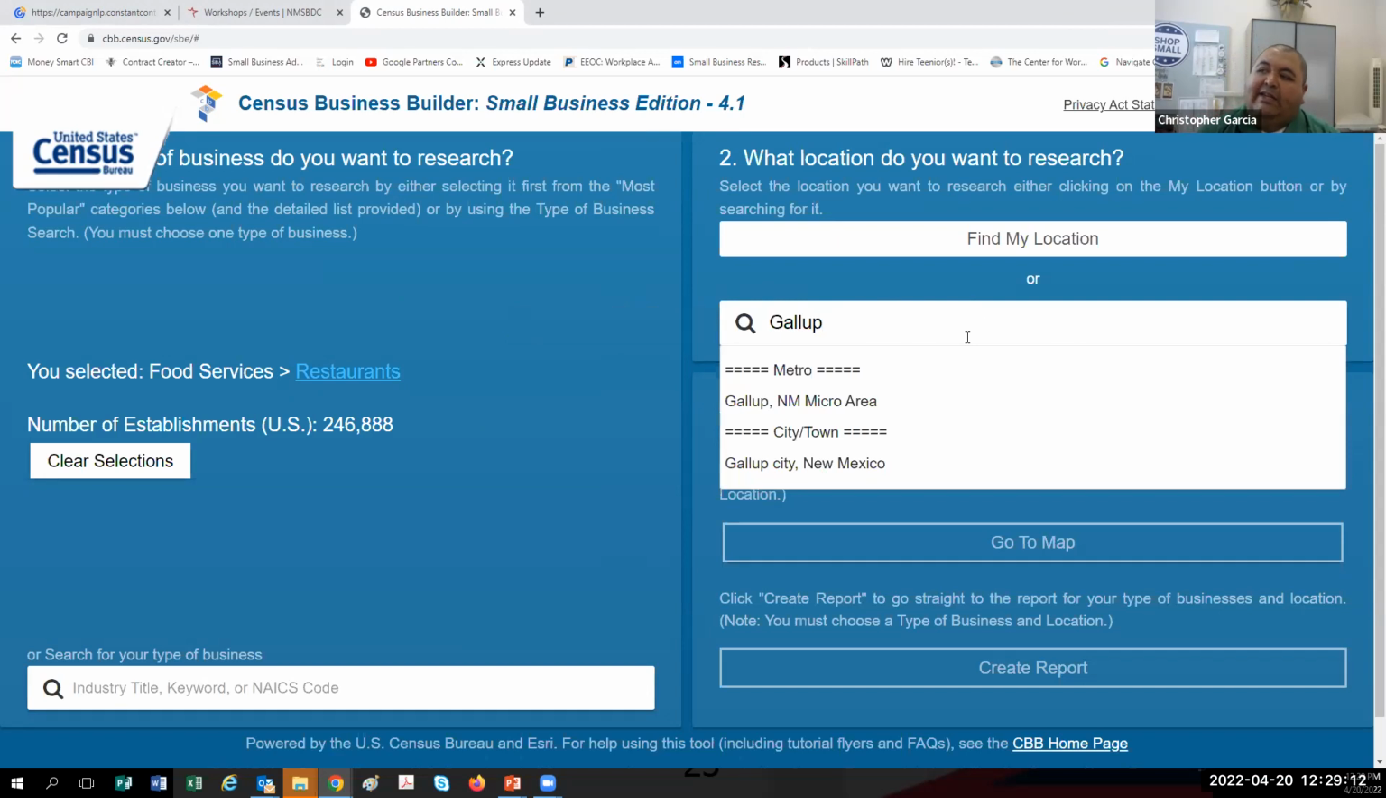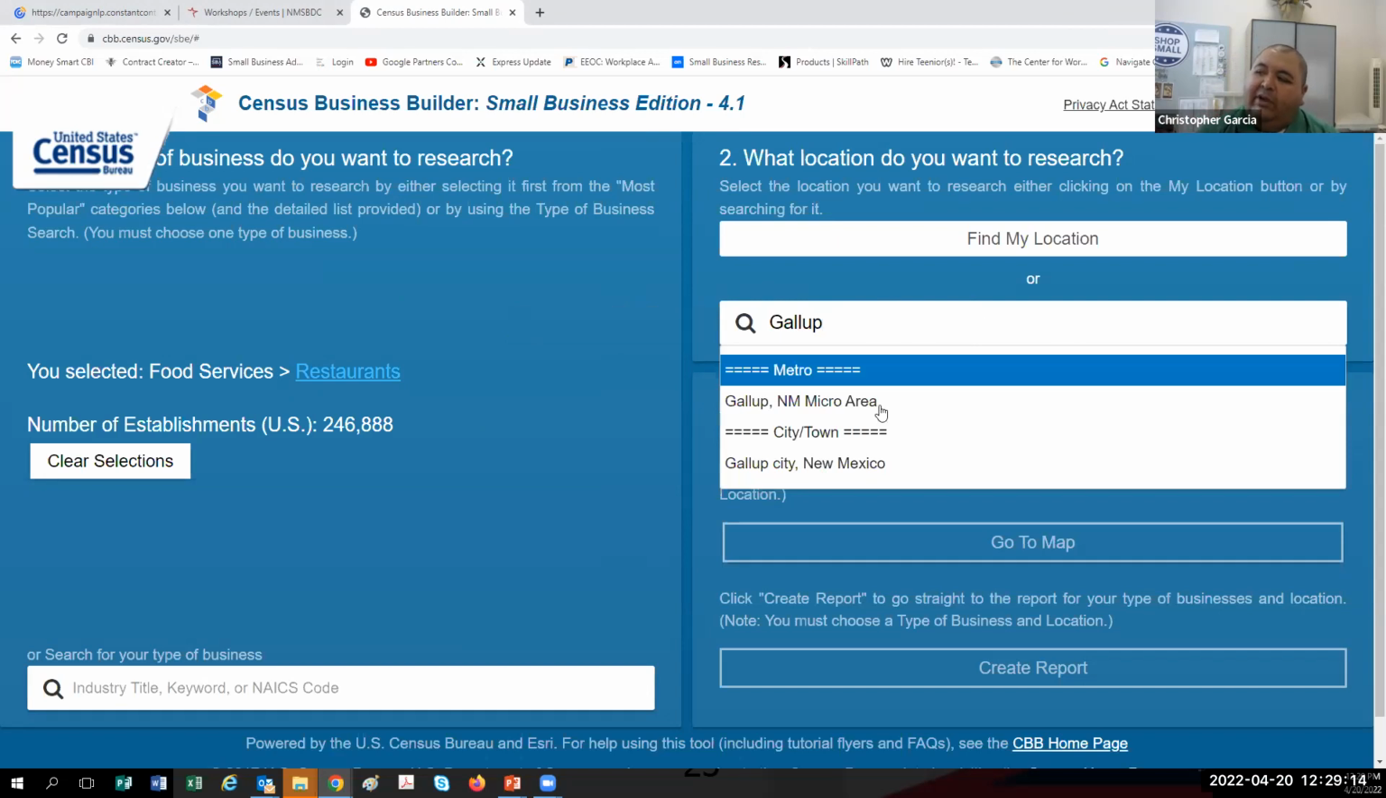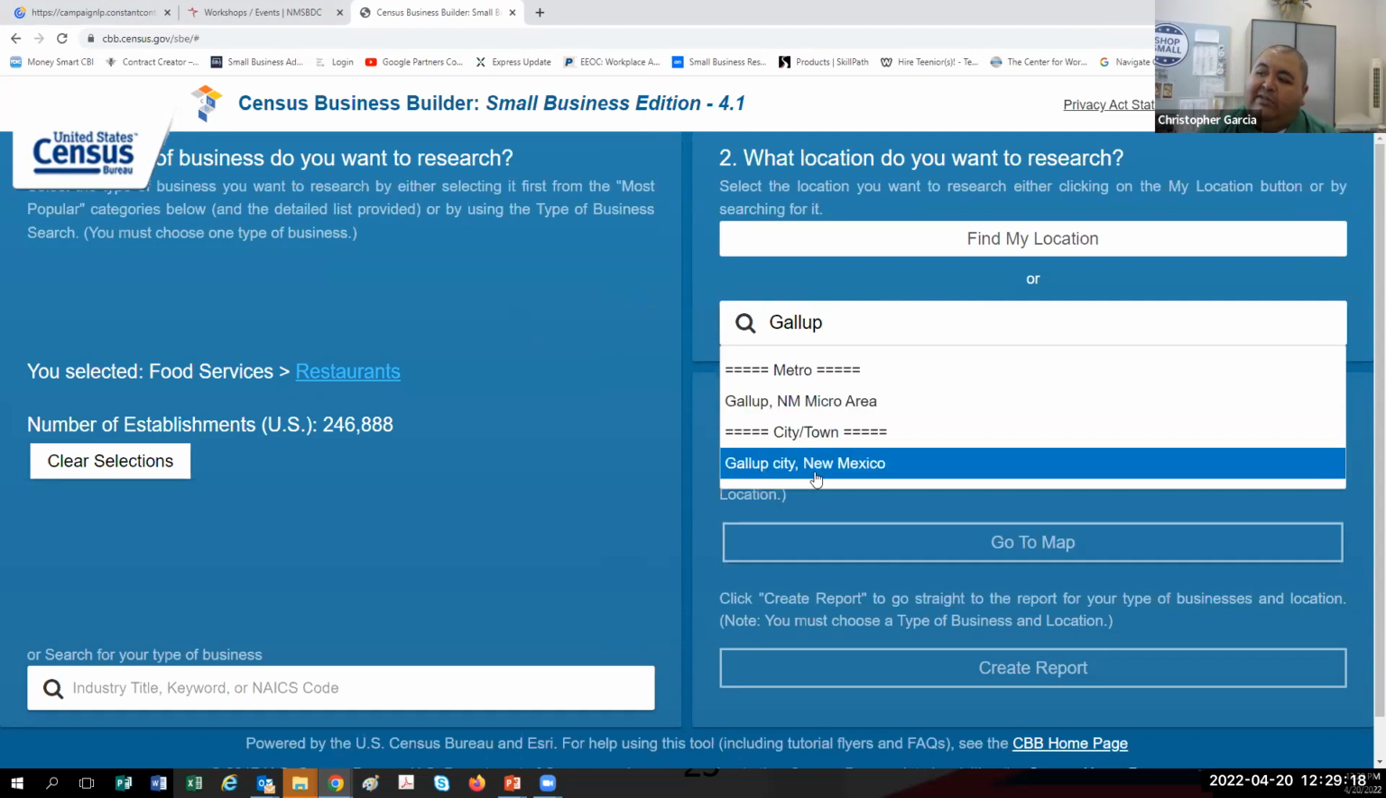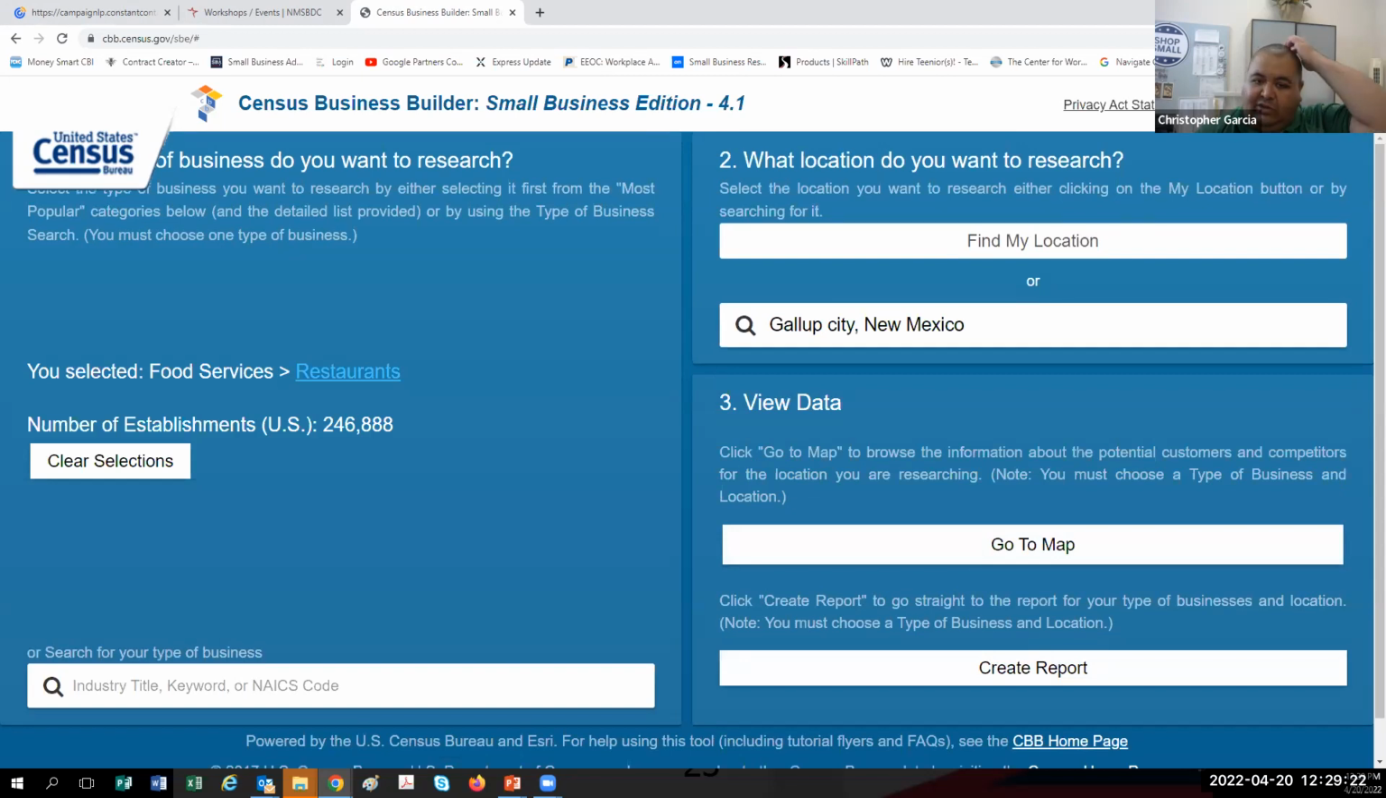And you have to wait until it gives you the drop-down menu. And then you could do Gallup, New Mexico micro area, or you could do the city. And I think you want to go with city in this case. And then there's two options for you.